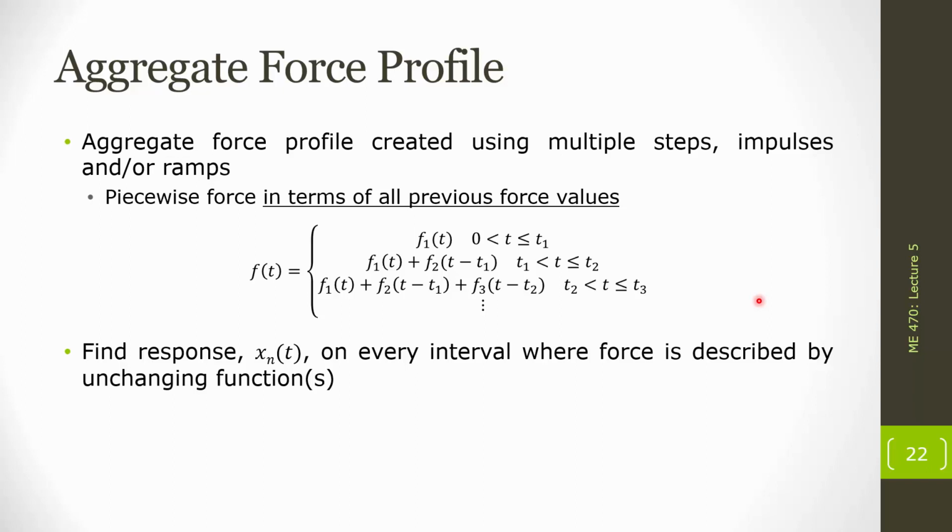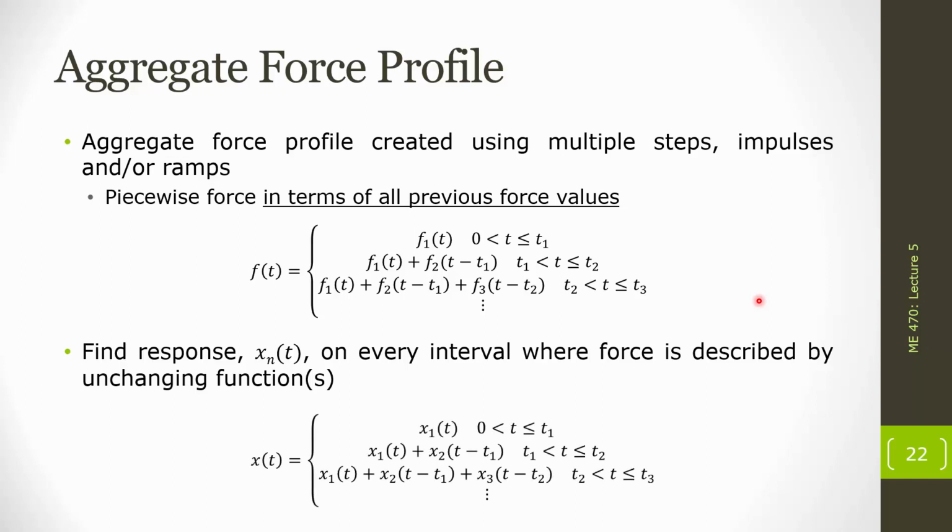So writing our forces f of t in this piecewise manner means we can write our response also as a piecewise function. So here, this x1 of t, well, that's the closed form response due to just f1 of t. And what we do for the second interval, where we apply this second force, is we copy our response from before, and then we superimpose or we add the response from that second force. So x2 of t minus t1, that's the response of our system just due to the f2 that we have in our f of t.